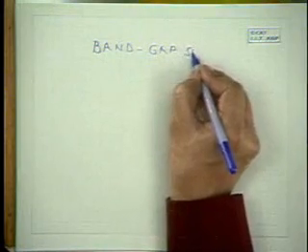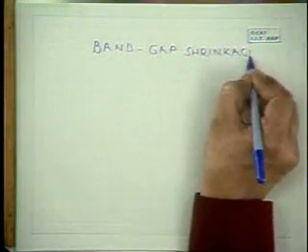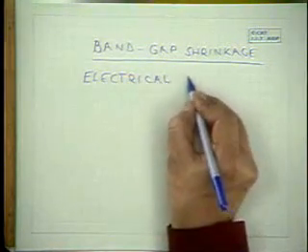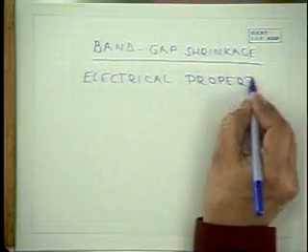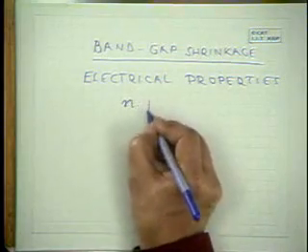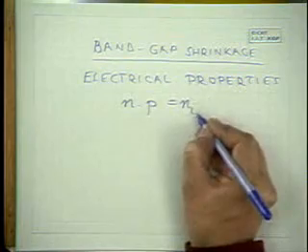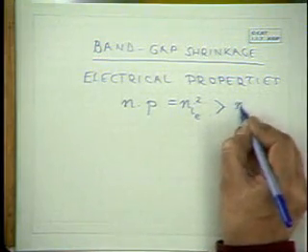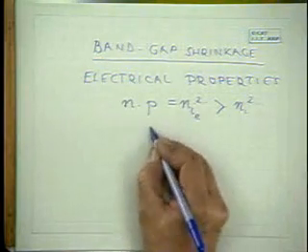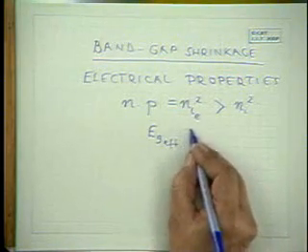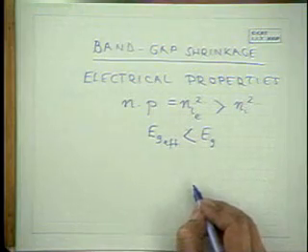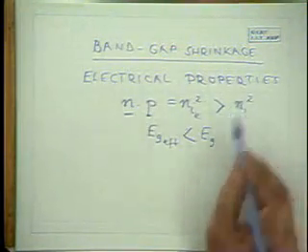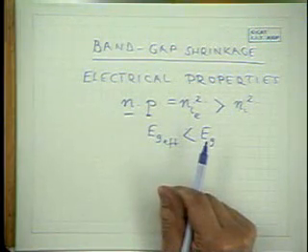if you look at the same band gap shrinkage through electrical properties of, say, junctions, you will find that N into P in thermal equilibrium must be equal to Ni squared, but it is Ni effective squared. And since this is larger than Ni squared, because Eg effective is less than Eg at low doping. So as a result, this NP product is larger than that you would expect if the material was not heavily doped. This is important in silicon transistors, NPN devices, etc.